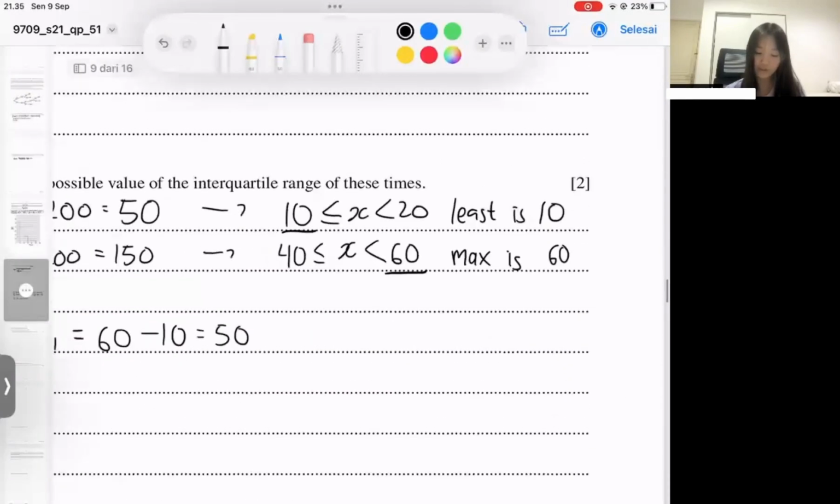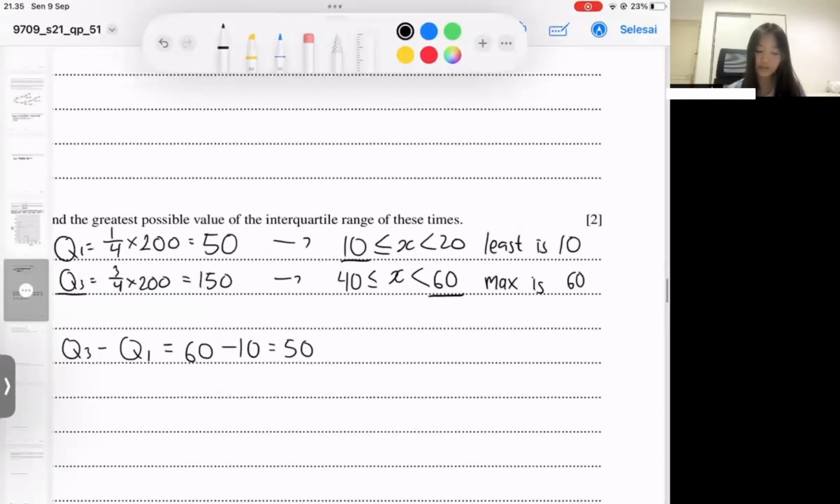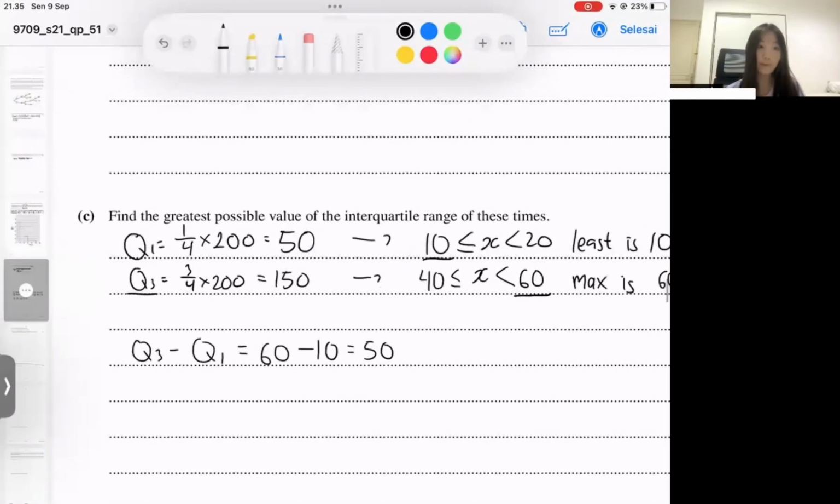If we go back to the question, it's asking us for the value. This means that we need to find the lowest value because it's the lower quartile, so we need to find the lowest value within the range. This is 10. Next is the upper quartile.